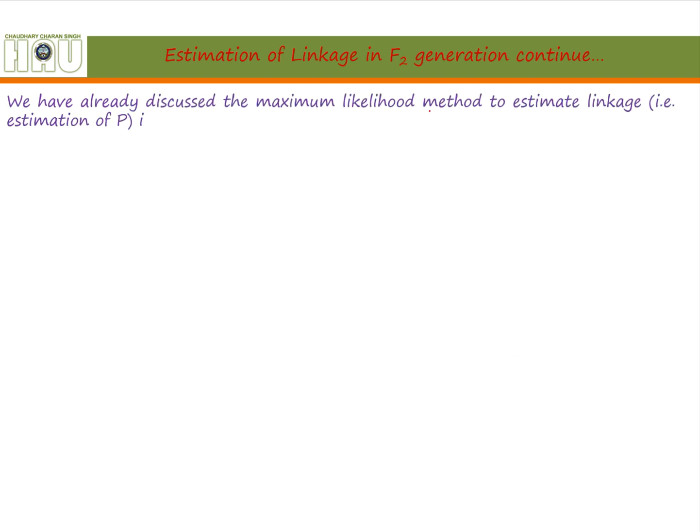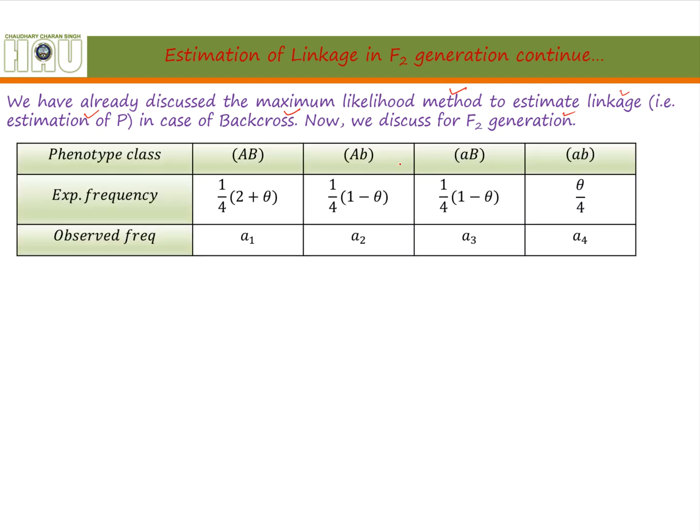Now let us continue with the discussion. We have already discussed the maximum likelihood method to estimate the linkage, that is the estimation of P, in the previous lecture in case of back cross. Now we will discuss it for F2 generation. For this we will prepare a table in which we have all four phenotypic classes, their expected frequency, their observed frequency, and then we will estimate. So these are my four phenotypic classes.